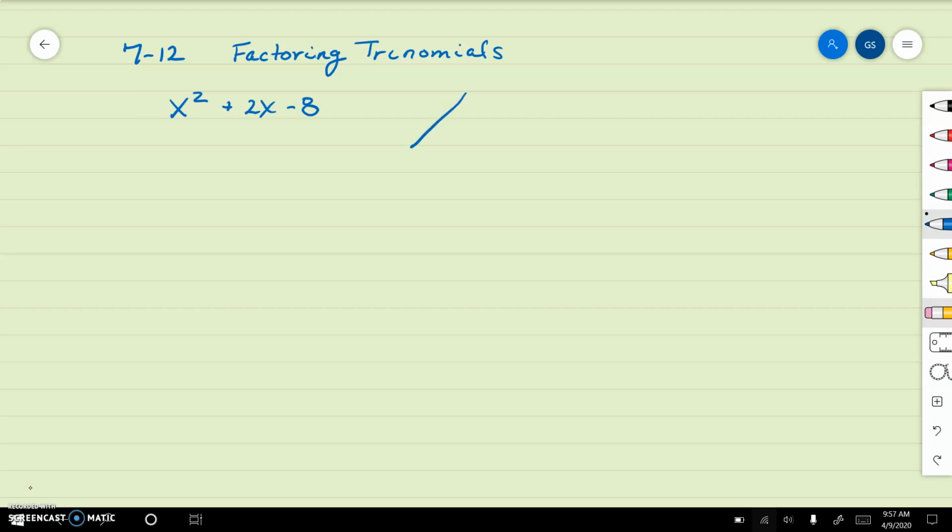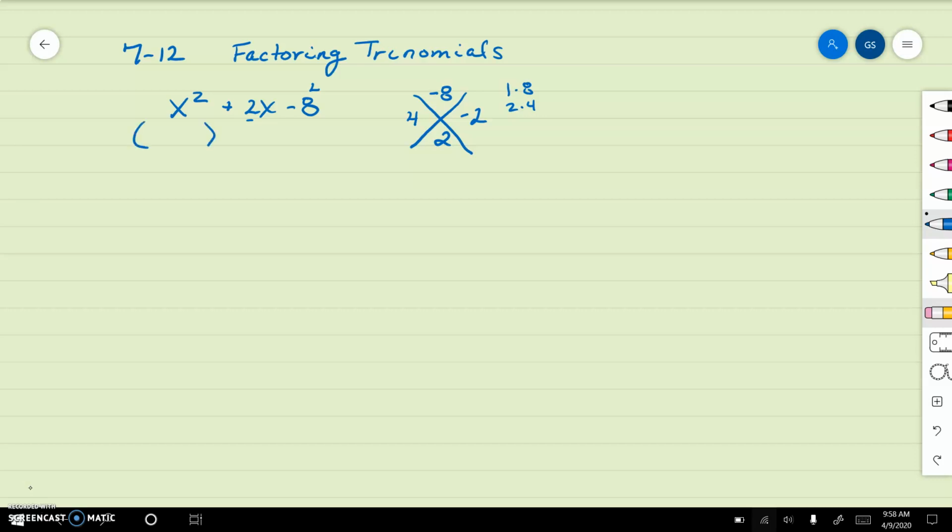All right, if you recall, we made our x, we put the last number in the top, we put the middle number in the bottom. Then we found factors of 8, 1 times 8, 2 times 4. That would either subtract or add to be 2. So we have 4 minus 2. Look at this. 4 minus 2 is 2, and 4 times negative 2 is negative 8. Those are our two numbers.